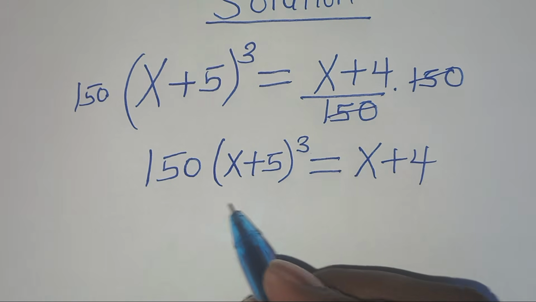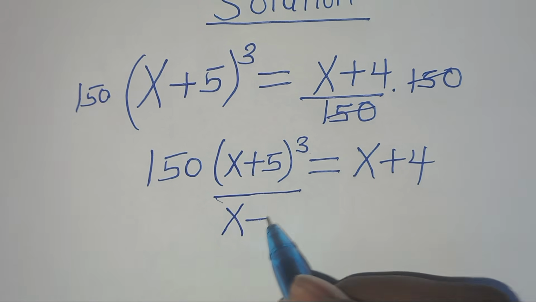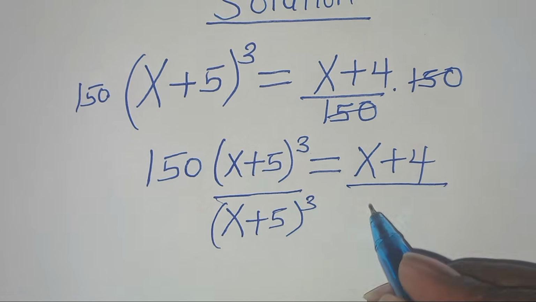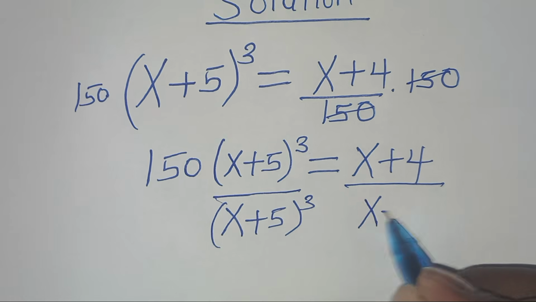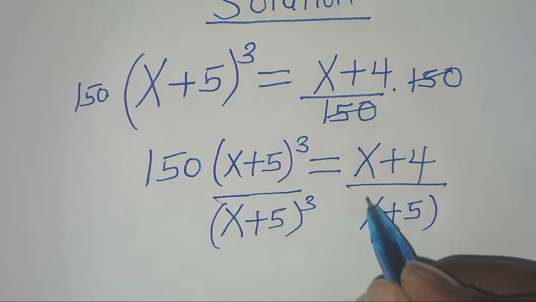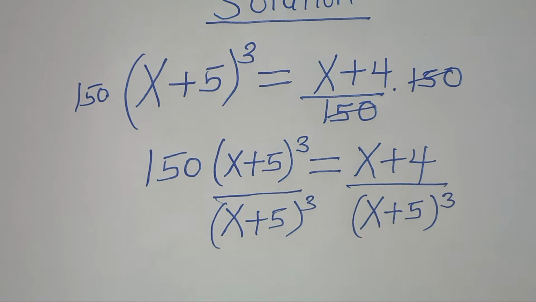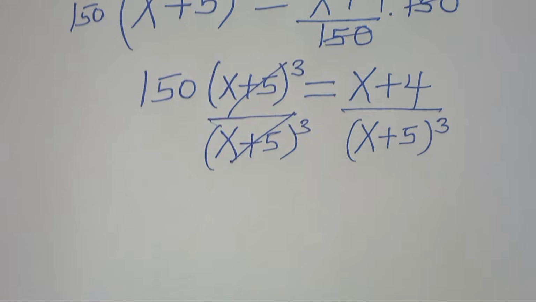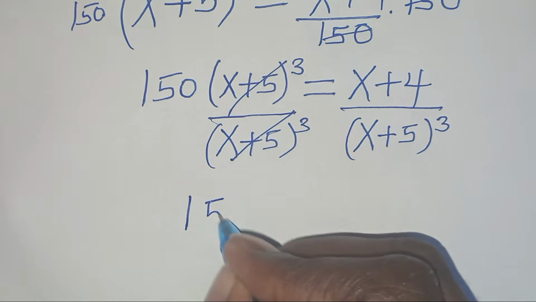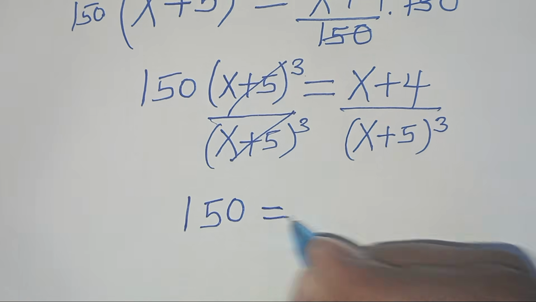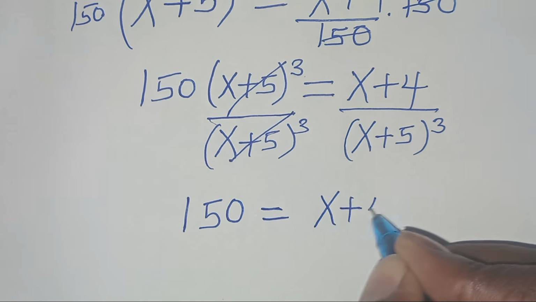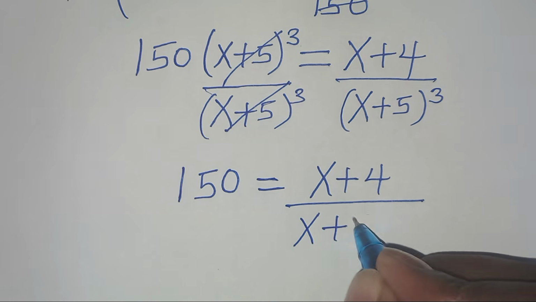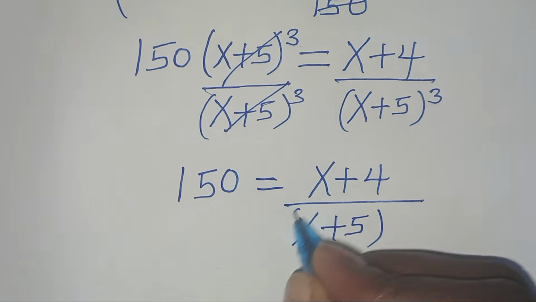Now let's divide on both sides by x plus 5 raised to the power of 3, so that here we have x plus 4 divided by x plus 5 raised to the power of 3. So let's simplify here, so that now we have 150 equal to x plus 4 divided by x plus 5 raised to the power of 3.